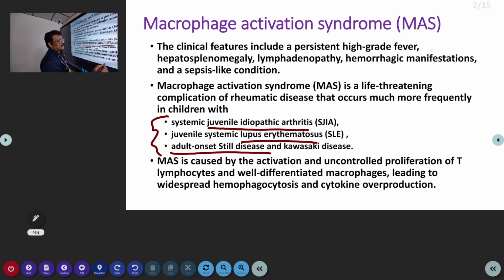This syndrome is characterized by uncontrolled proliferation of T lymphocytes, and from there well differentiated macrophages are formed. These macrophages produce severe cytokine overproduction and a severe inflammatory response throughout the body. That is the main problem in macrophage activation syndrome. Macrophages are produced whenever there is an inflammation or infection in our body, because they can produce inflammation, but here it becomes a dysregulated proliferation of these macrophages.